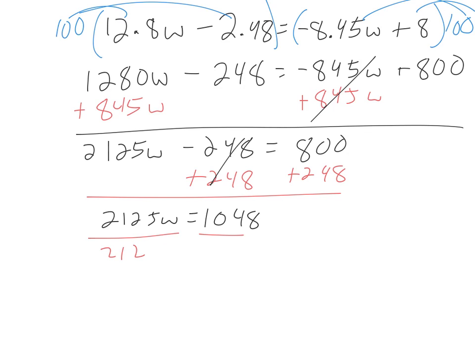Okay, last step. Divide both sides by 2125. That cannot simplify, so my answer is, which is not x at all, it's W. W equals 1048 over 2125.